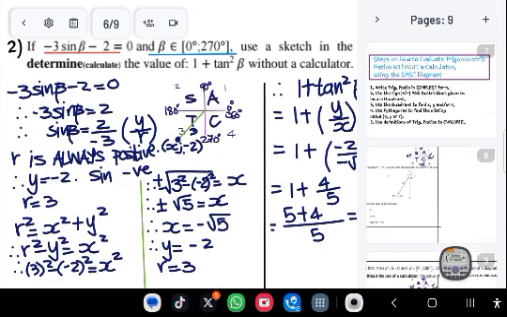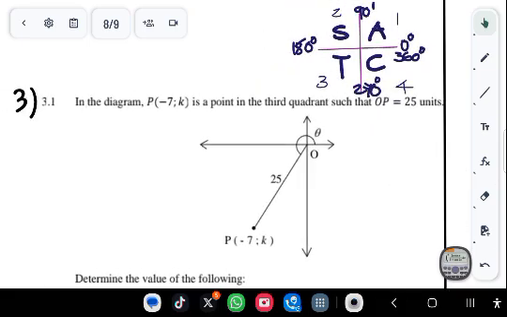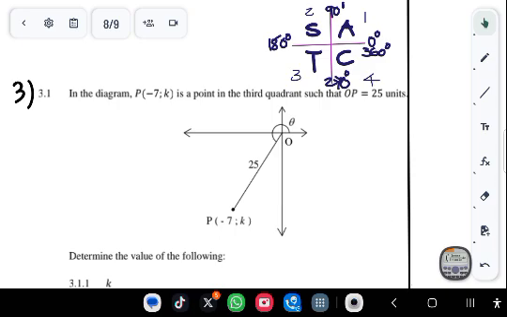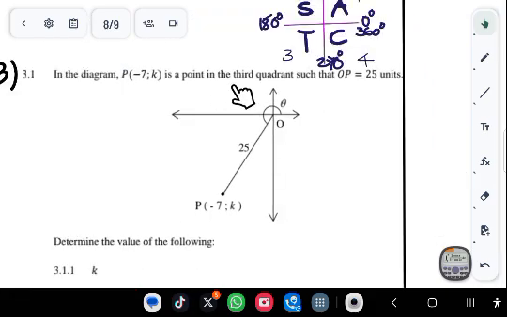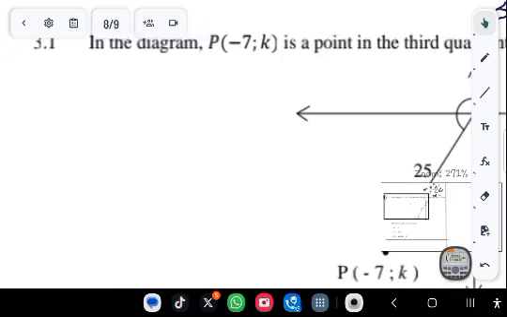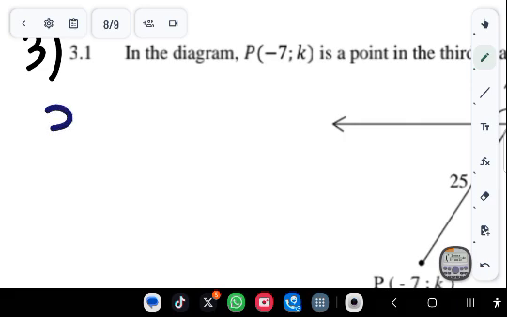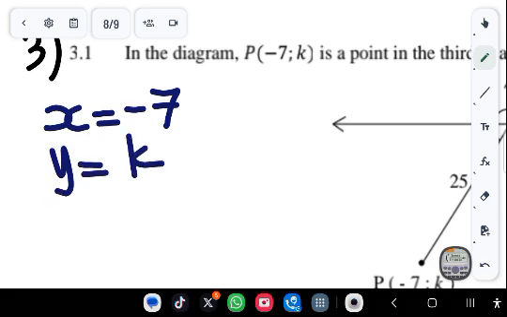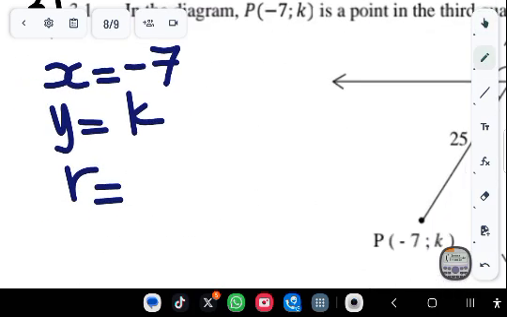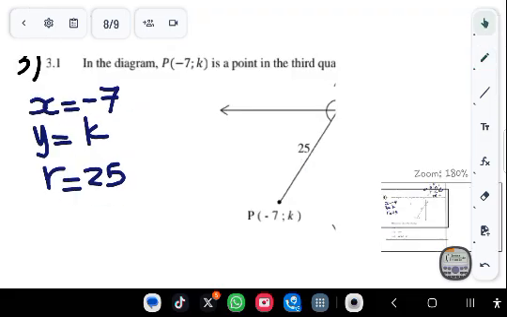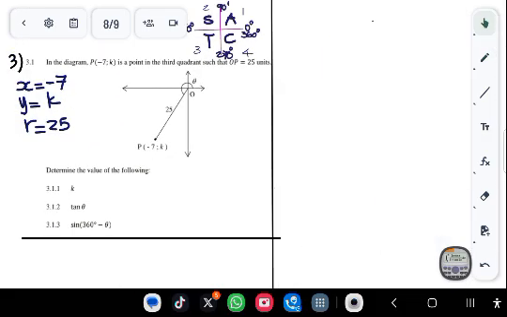Next example is like the first one. In the diagram, you're given a diagram here. In the diagram, point P, which is the goal, with coordinates negative 7, k, is a point in the third quadrant such that OP, which is the hypotenuse, equals 25 units. Now here you already have the information given to you. The x coordinate is negative 7. The y is your k, right? And then your r, which is the hypotenuse, is given to you as 25. You've got this information. It will make it easy for you to figure out whatever they want you to evaluate.